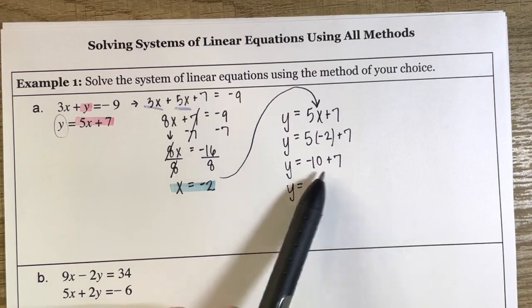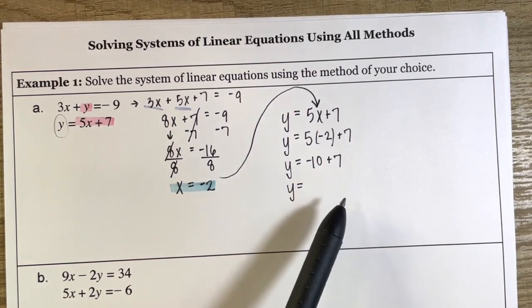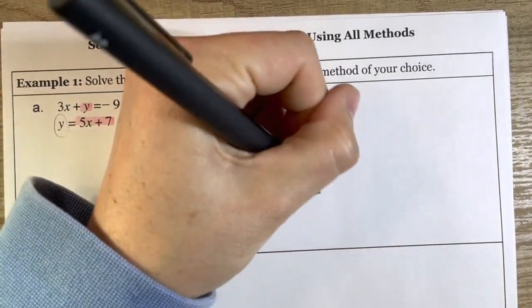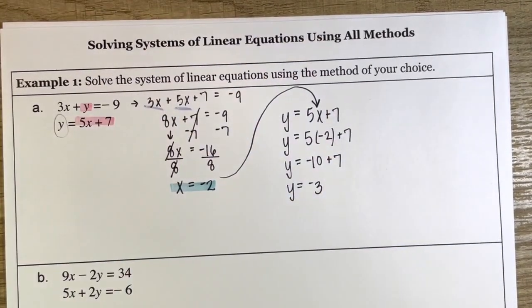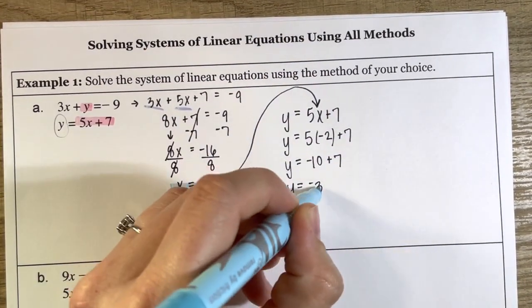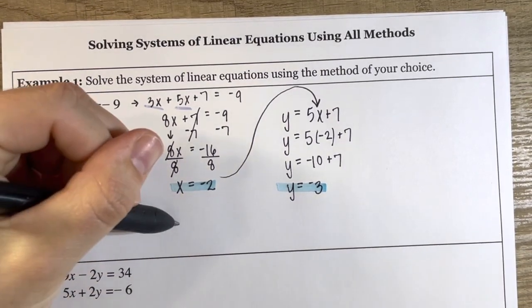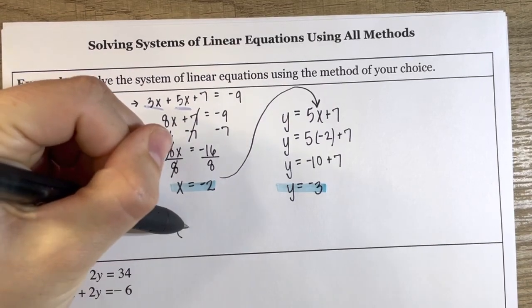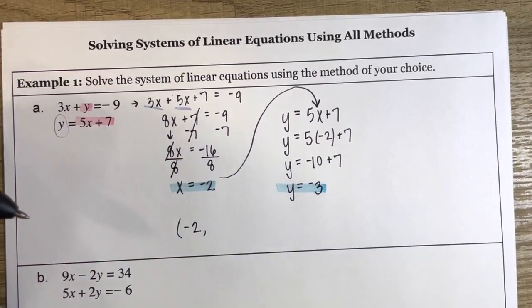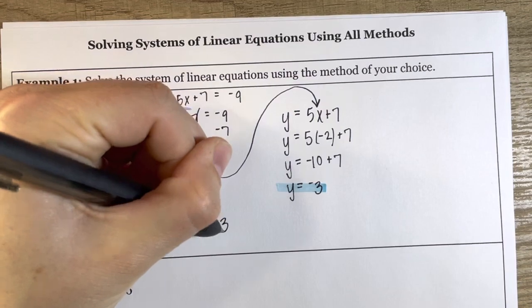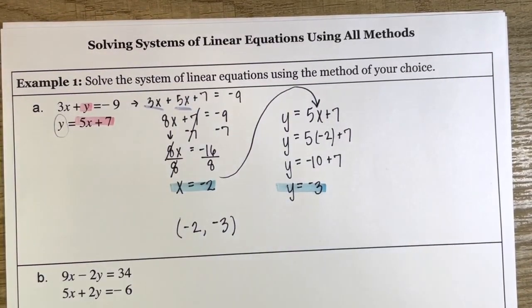Negative 10 plus 7, I'm starting at negative 10 and then going up 7. So I end up at negative 3. So y equals negative 3, and then we just want to write our final answer as a point, x comma y. So negative 2 was my x value. So negative 2 comma negative 3 was my y value. So altogether negative 2, negative 3.